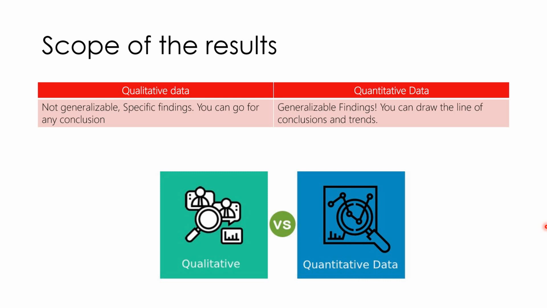Qualitative is not generalizable. You are not going to go for any conclusions with respect to the qualitative results. But on the other side, you can draw conclusions and trends with respect to quantitative data. It's generalizable. So, a very, very important point. Qualitative, you cannot draw into any conclusion. Quantitative, you can get into conclusions and trends.